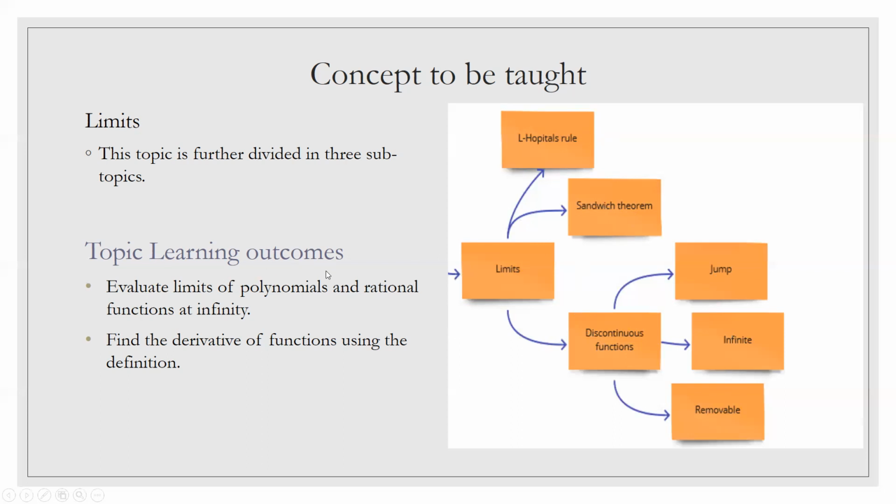So the topic learning outcomes are as follows. At the end of this topic, the students should be able to evaluate limits of polynomials and rational functions at infinity and find the derivative of functions using the definition of the derivative. So this is what is required.